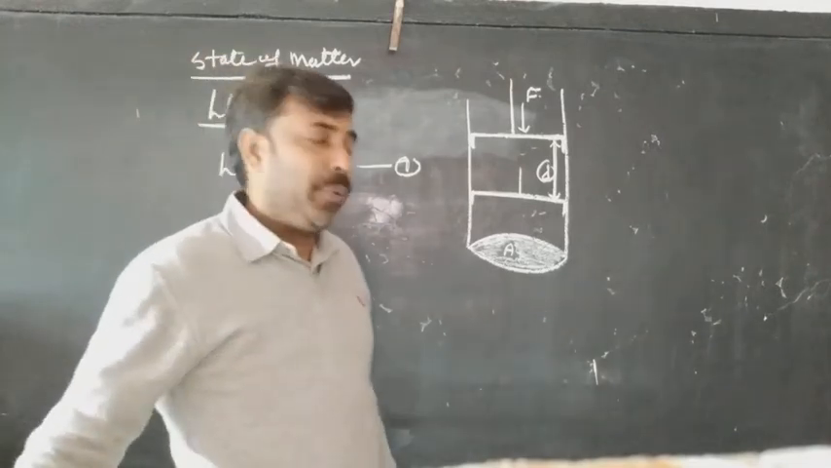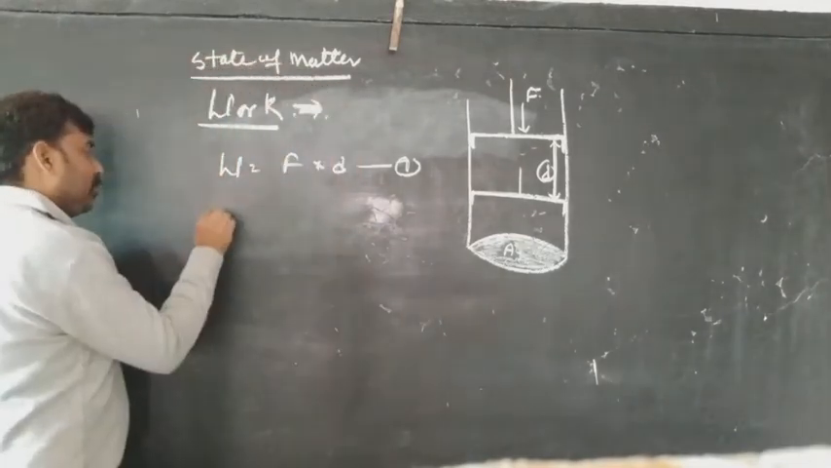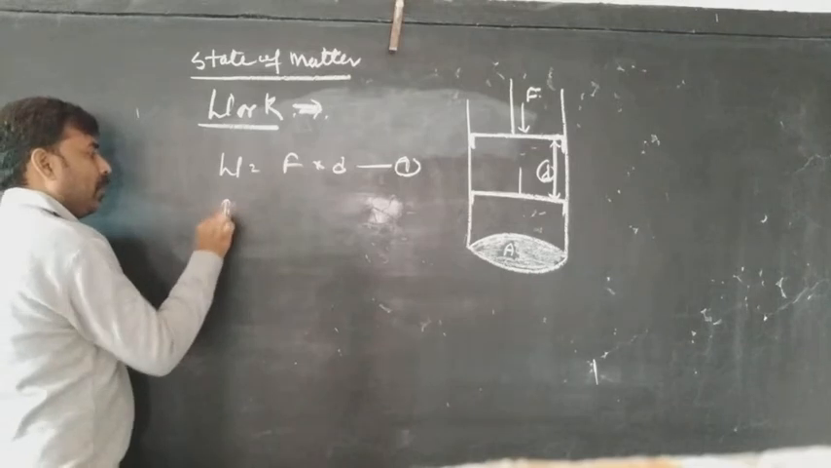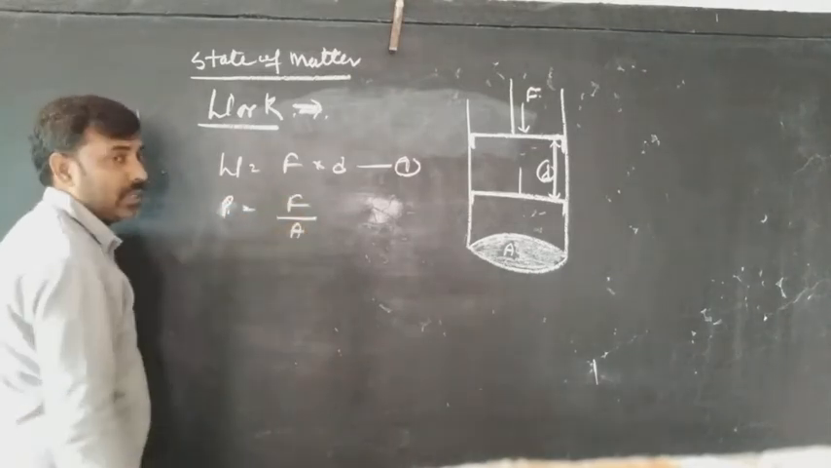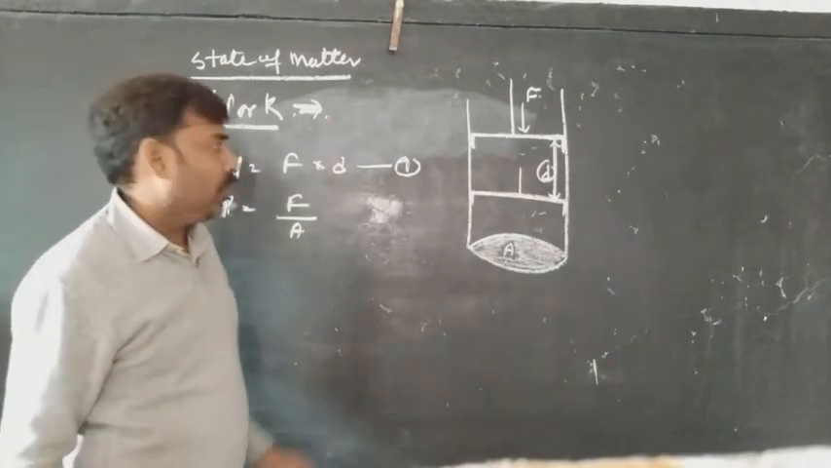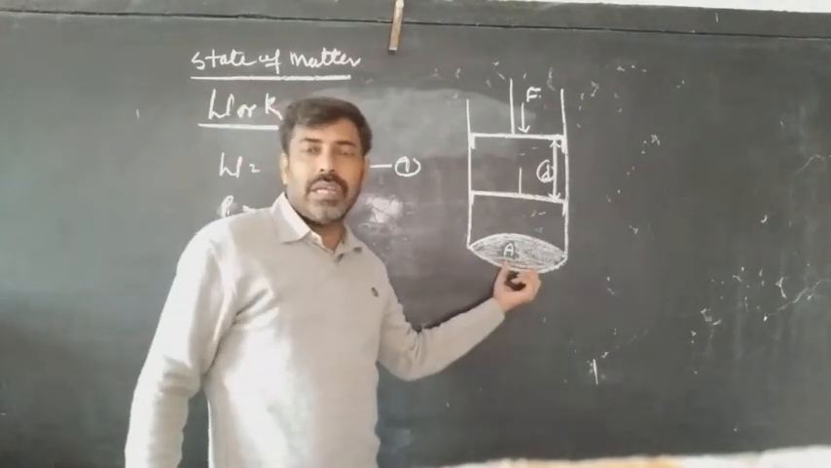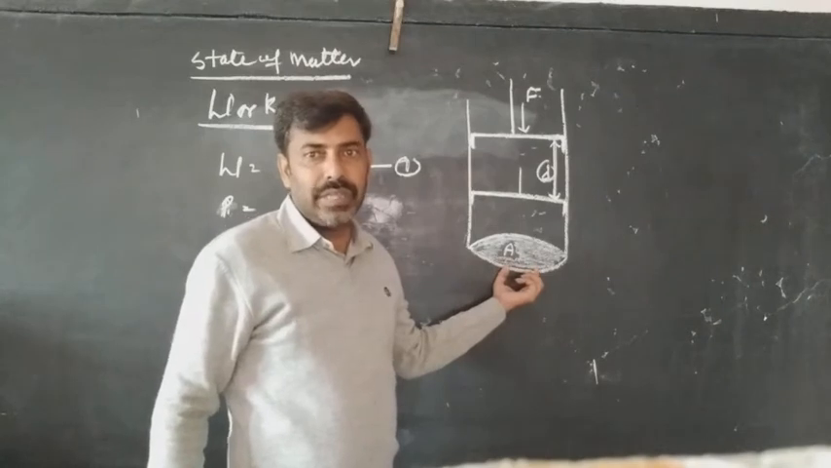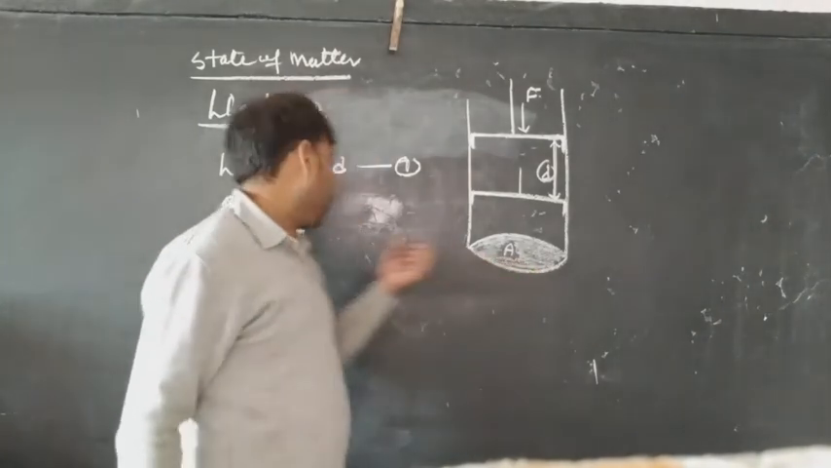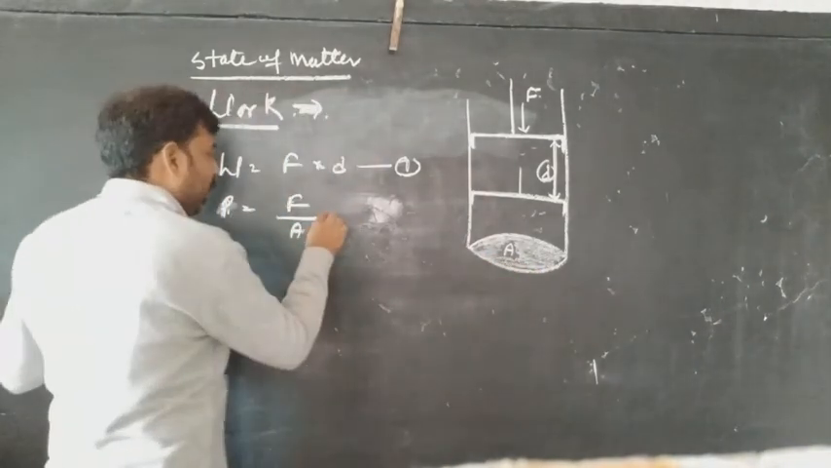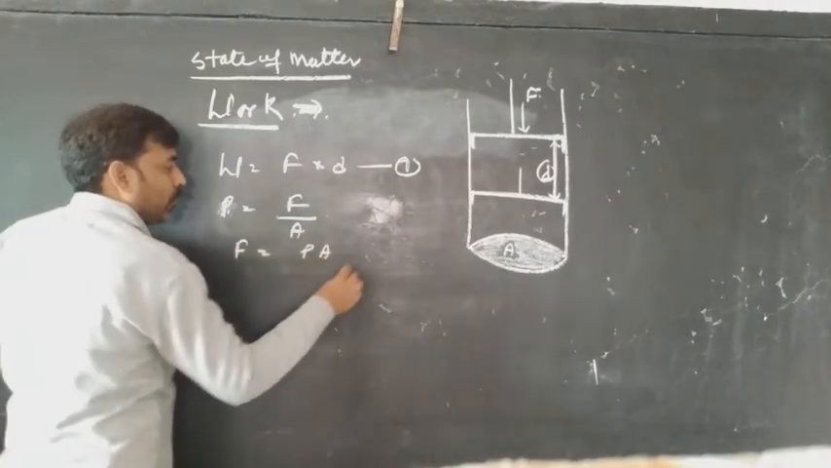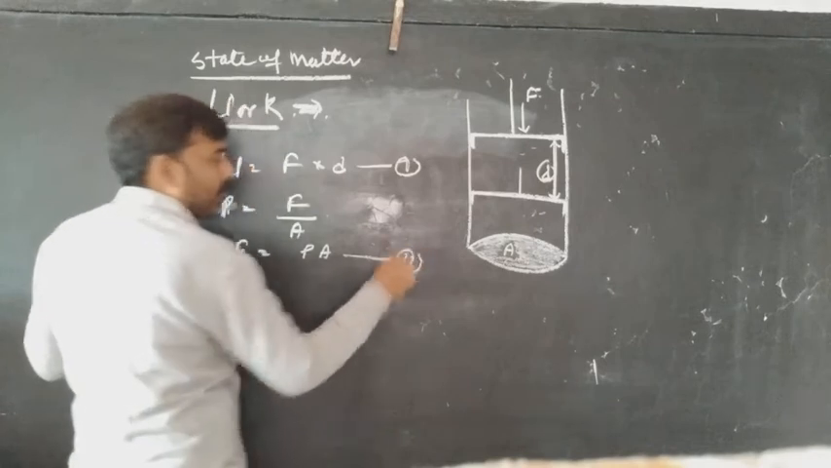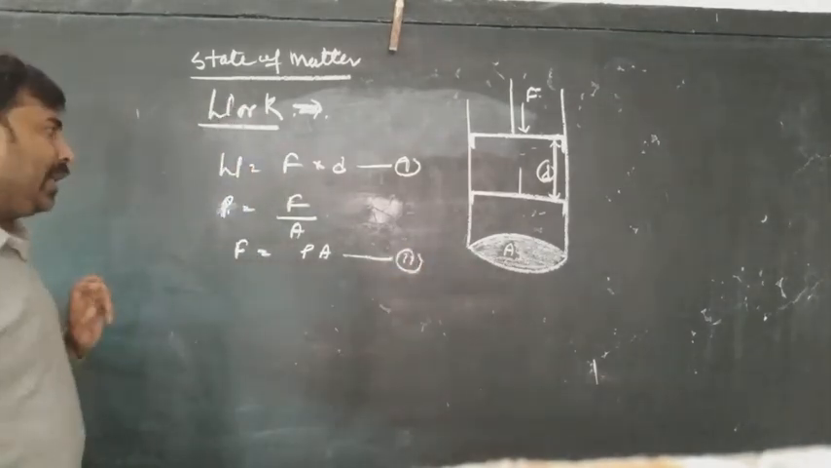Here if you will see what is the pressure, then pressure P equal to force applied per unit area, force upon area. Here we have taken that the area of this cross section is A. Then pressure equal to force upon area. Then what about the force? Force equal to pressure into area.